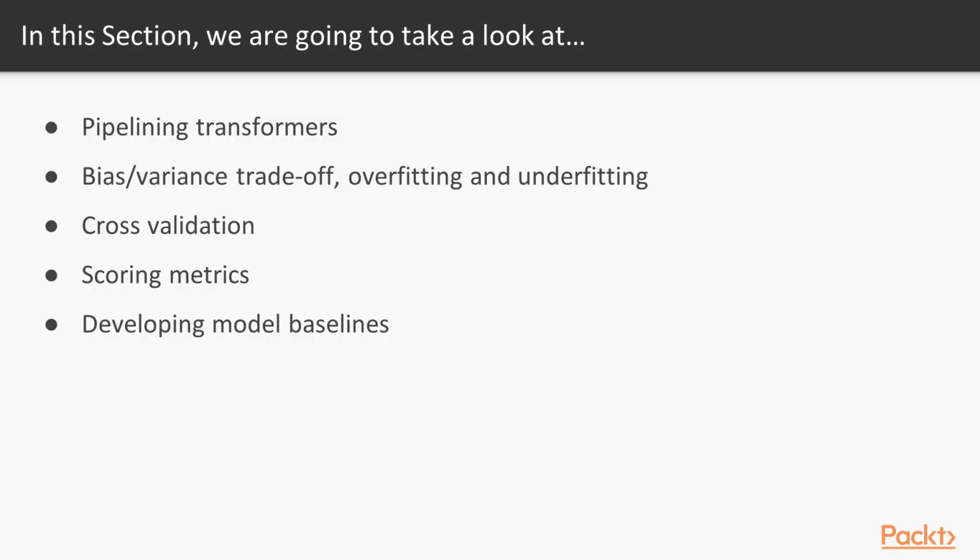We'll start this section by covering model pipelines. Next, we'll cover a bit of theory around the bias-variance trade-off before we finally move on to cross-validation and evaluating our models. In the end, we'll build that first baseline model.